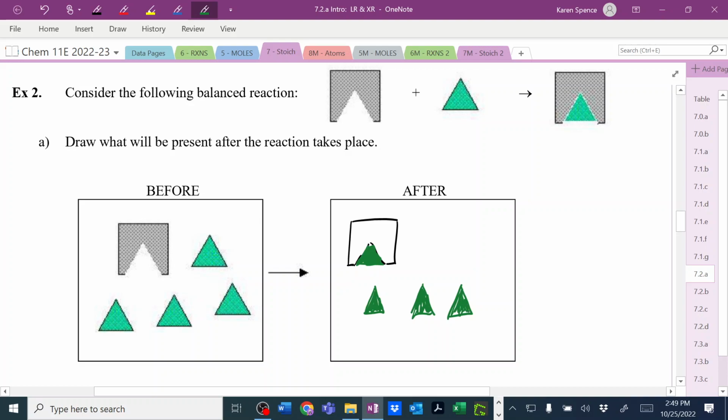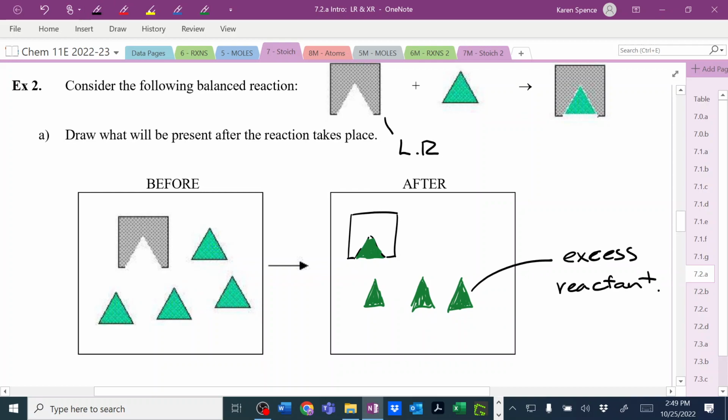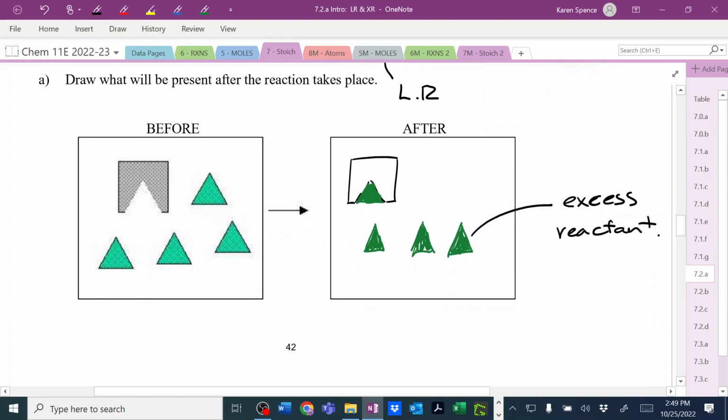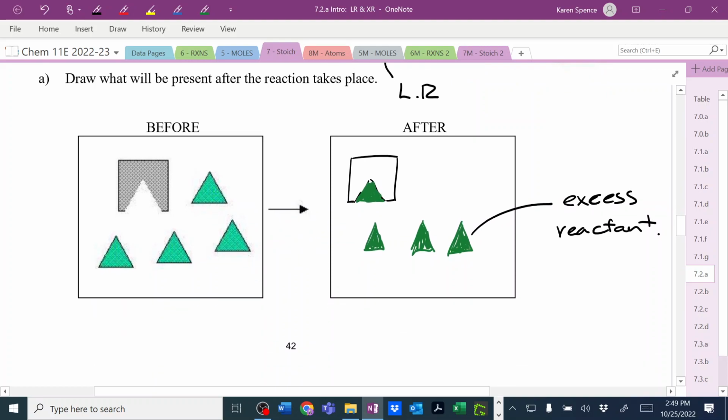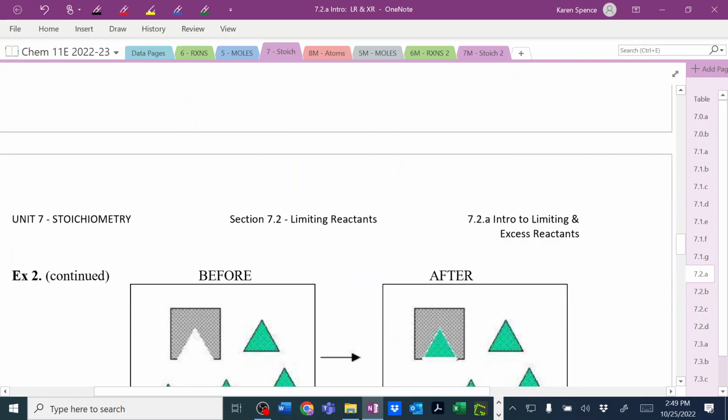Is good. Which reactant is the limiting reactant? The square thing, that is our limiting reactant. And the green triangles are our excess reactant. How much of the triangles are in excess? 3. We have 3 triangles in excess.